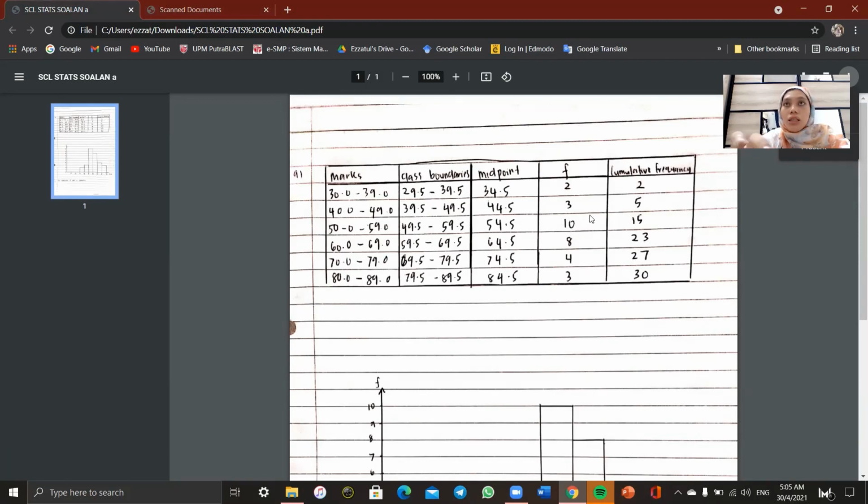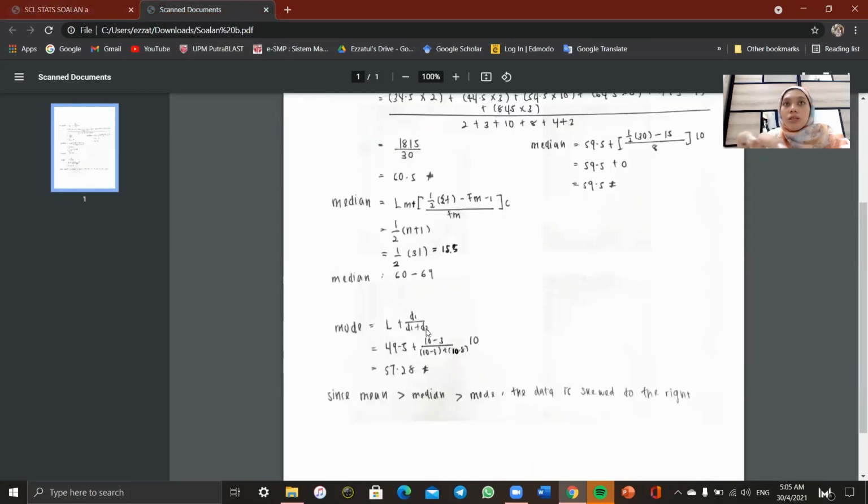So the mod class is 10, the before is 3, and after is 8. Then I insert it: 49.5 plus 10 divided by 10 minus 3. 10 minus 3 is 7. Then 10 minus 3 is 7 plus 10 minus 8, times 10. So I got 57.28 for mod.